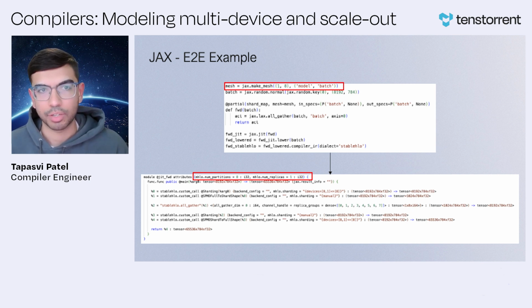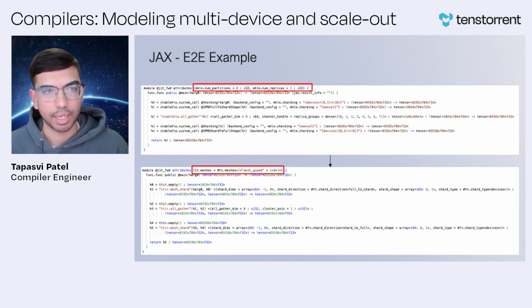So primarily, we have a JAX mesh. Here, we create the mesh, and then in Stable HLO, it gets represented using the partitions and replicas that I showed in the other screen. And using the partitions and the replicas, we then write conversion passes, and we're able to analyze the graph and figure out, hey, this is a 1x8 mesh.